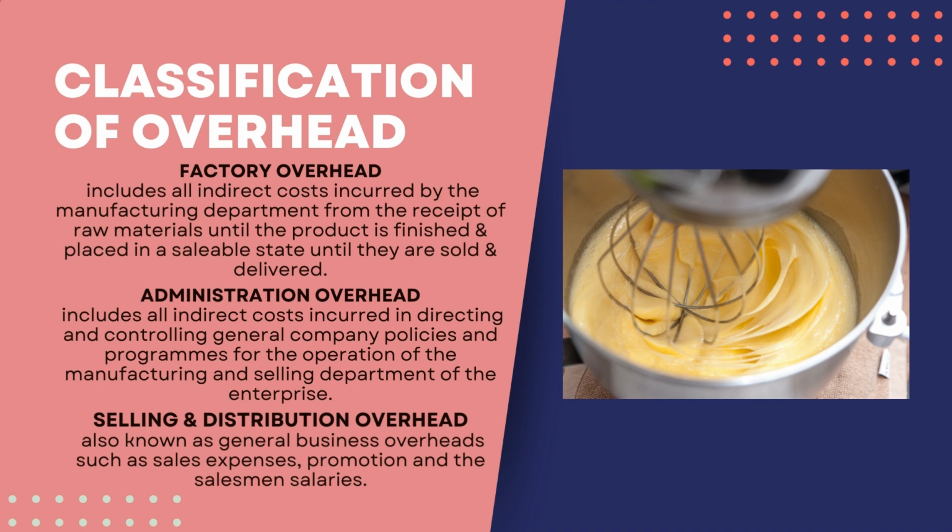Classification of overhead. Factory overhead includes all indirect costs incurred by the manufacturing department from the receipt of raw materials until the product is finished and placed in a saleable state, until they are sold and delivered. Administration overhead includes all indirect costs incurred in directing and controlling general company policies and programs for the operation of the manufacturing and selling department of the enterprise. Selling and distribution overhead, also known as general business overheads, such as sales expenses, promotion, and the salesman's salaries.